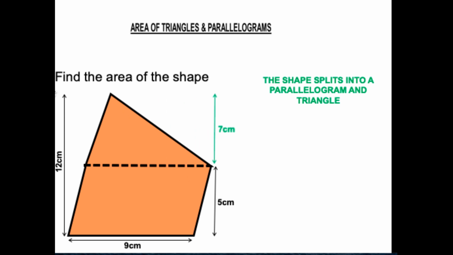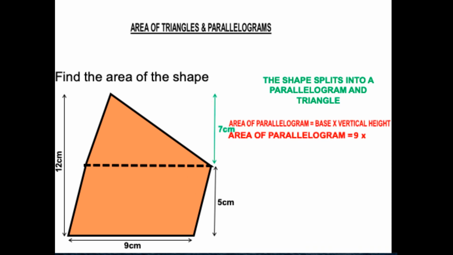And for our triangle, it's going to be the base, which is the same as this, which is 9, times by the vertical height, which is 12, take away 5, which is 7. So in this one here, 9 times by 5, which is equal to 45, and the area of the triangle. What are we not forgetting? We're not forgetting to divide by 2.